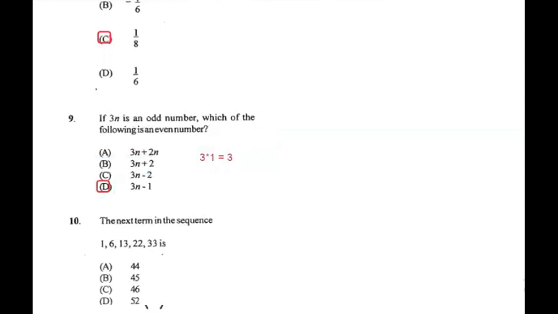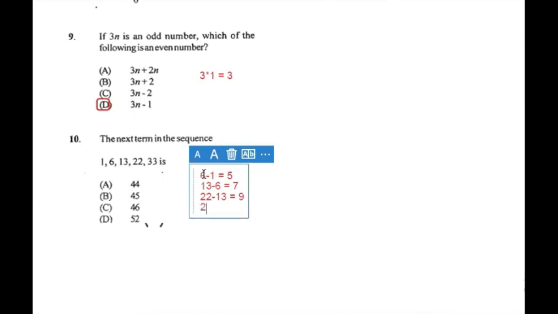So 10 states, the next term in the sequence is, so it's 1, 6, 13, 22, 33. What you can do is try to find out what the numbers are increasing by. So if I do 6 minus 1, that would give me 5. And then 13 minus 6, that would give me 7. And then 22 minus 13, that would give me 9.